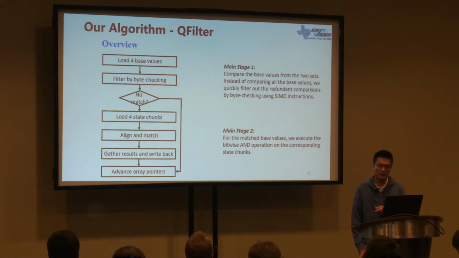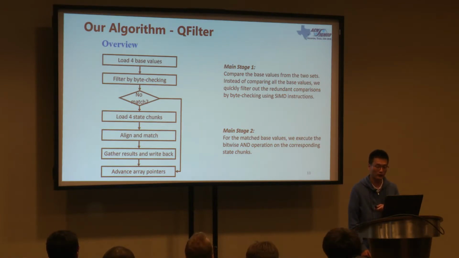By combining the advantages of SIMD and our BSR layout, we propose a new algorithm, QFilter, to speed up set intersections, and this is an overview of our algorithm. At the first stage, we load 4 base values from the two BSR sets. Instead of comparing all the base values, we quickly filter out the redundant comparisons by a batch checking strategy.